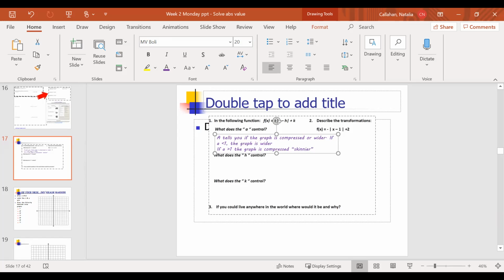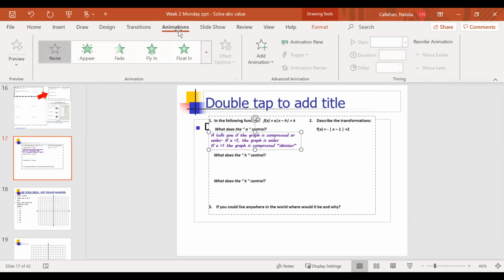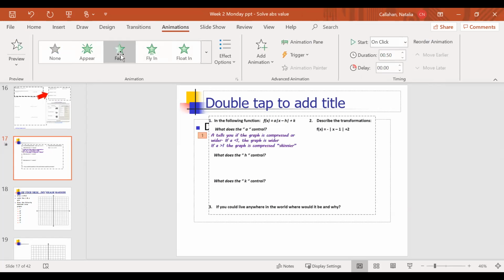Okay, so let's go ahead and move it over a little bit and bold it. All right.